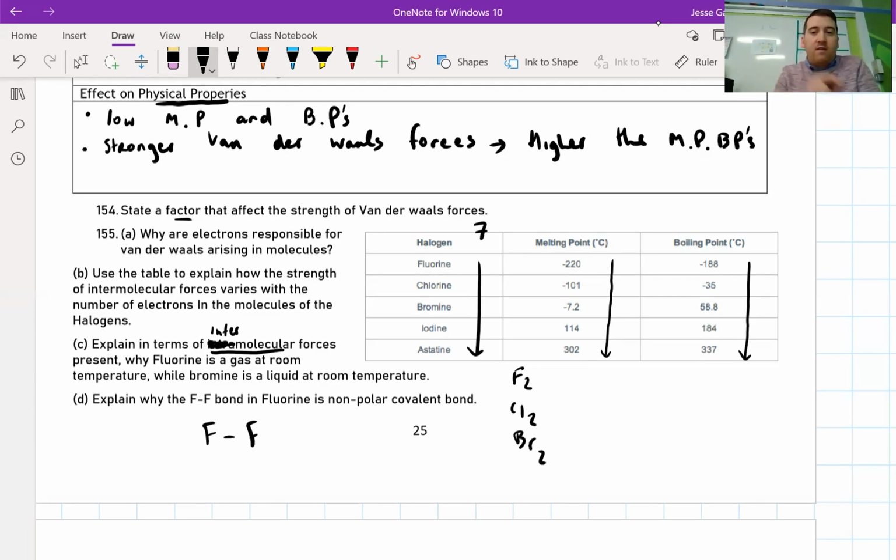All right, guys, that's it for van der Waals forces, a really important concept because it helps us to understand why melting points and boiling points are different from each other for different substances. In the next video, we're going to look at another type of intermolecular force.